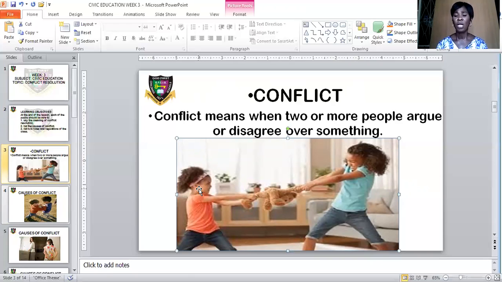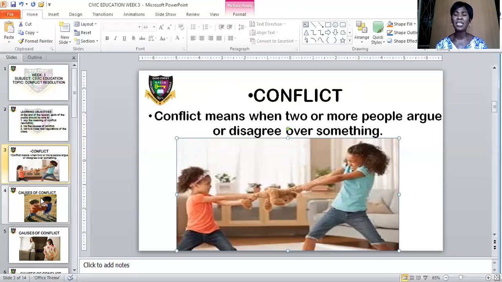Is it good to fight over something? No. Fighting over something is conflict. They are fighting over a toy. That is what conflict means. When 2 or more people fight or argue over something, they disagree, because this one did not agree that it's for the other person, and the other girl did not agree either. So they disagree over a toy, and it is not good to disagree over something.